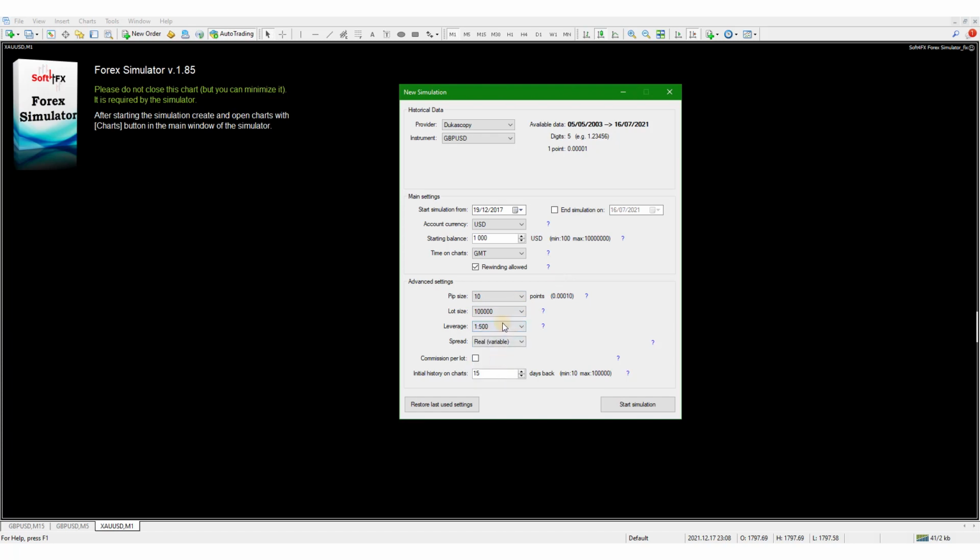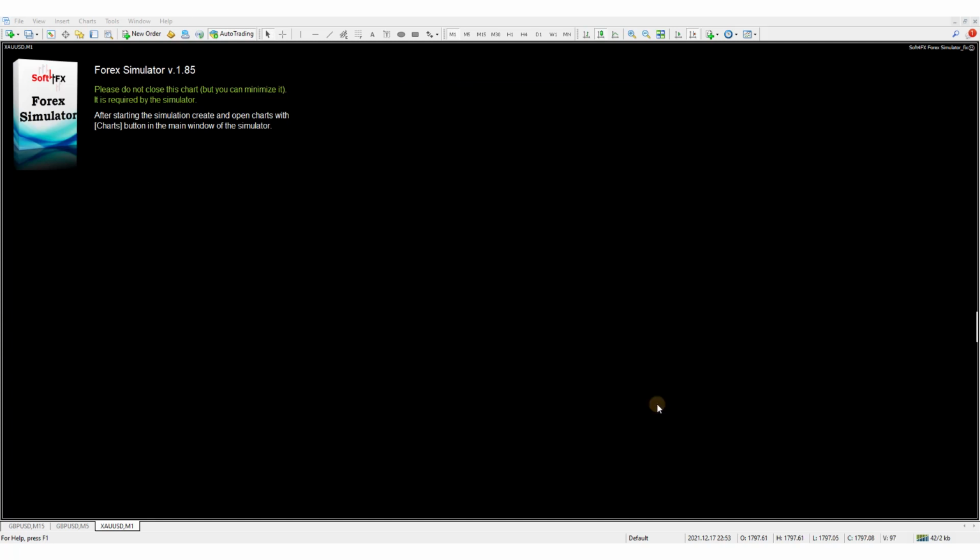Leverage, my actual, and fixed spread, like the minimum available. I don't want to play with spreads, just to show that theory. That's it. And intra-history charts, let's set this as a month, and we are ready. Start the simulation.